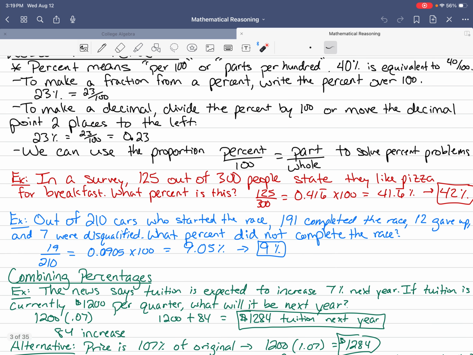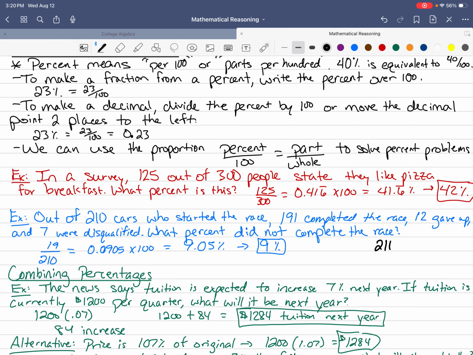Another example here in the blue. Out of 210 cars who started the race, 191 completed the race, 12 of them gave up, and 7 were disqualified. What percent did not complete the race? So we have 191 who completed the race. There were 210 cars total. So you would take your total minus how many completed, and that leaves you with 19 did not complete.